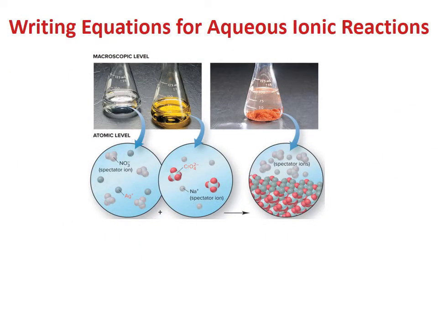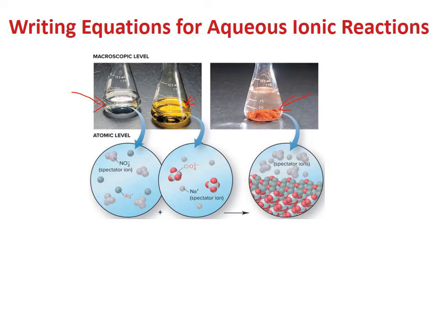Suppose we have a solution of silver nitrate, which is a colorless solution, and a solution of sodium chromate, which is a yellow solution. If we combine them together, what will happen? Well, you will see a pink solid, or precipitate, coming out of the solution. This is because the two ionic compounds react. Silver nitrate reacts with sodium chromate to form silver chromate, which is an insoluble solid coming out of the solution. So how do we write an equation to represent this reaction?